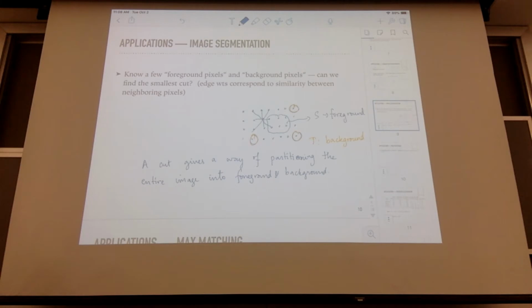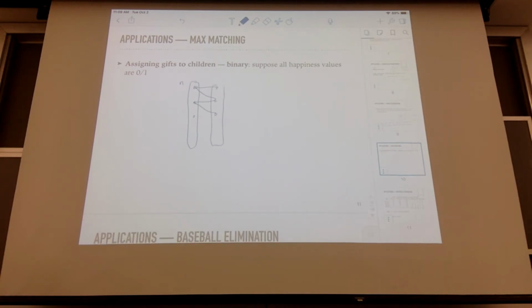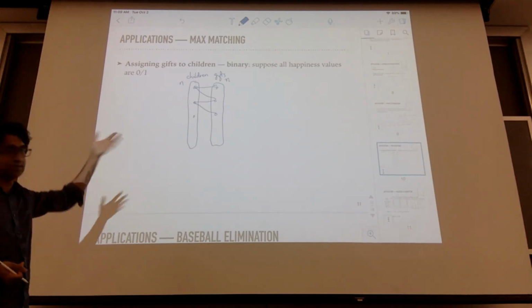And this final application is actually related to what we've seen. So remember the matching problem that we studied a bunch of times in the class. This would be my favorite example. So you have a bipartite graph, and you've got some edge weights, and you have n vertices on the left and n vertices on the right. And you want to assign these gifts to these children so that the total happiness is maximized.